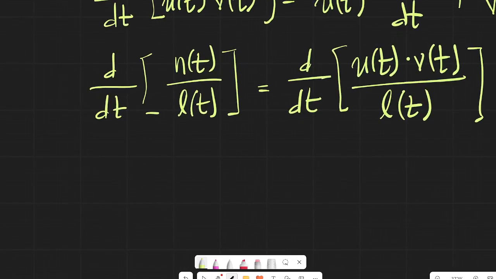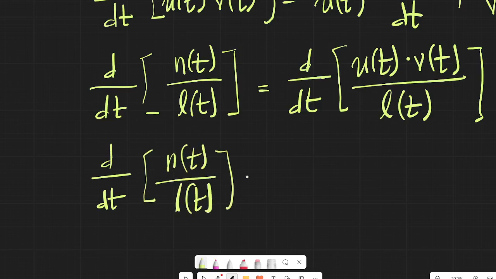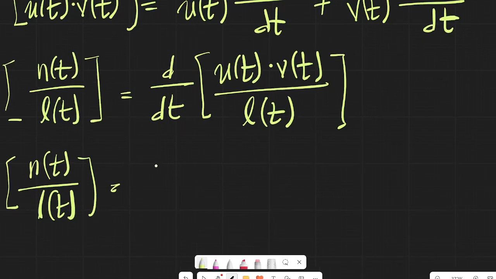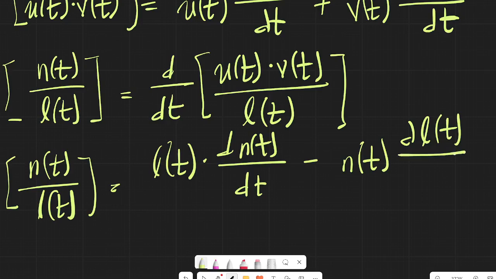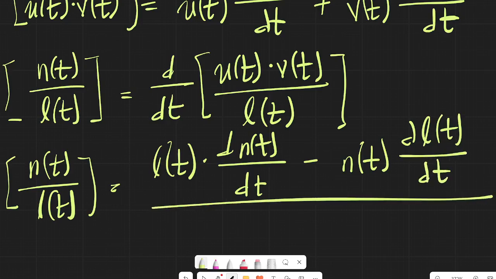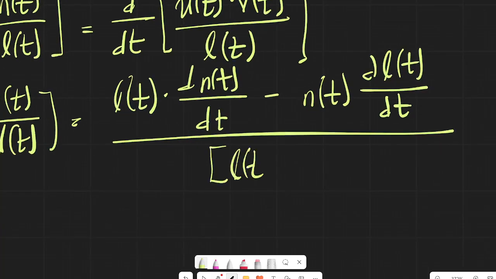And so the quotient rule for n and L equals, what is it? So lower function times the derivative of the higher function in the top, and then we subtract the function in the top and take the derivative of the bottom, and then we're going to divide it by the bottom function squared, right?